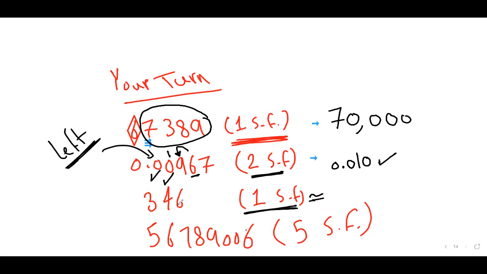One significant figure. One significant figure is 346, and one significant figure is here. Then it will be 3 and put 2 zeros. Okay, Shabab? Here 5 significant figures. So count 5: 1, 2, 3, 4. Here 5.